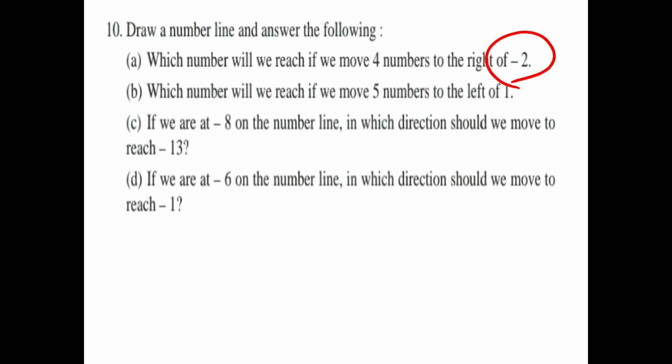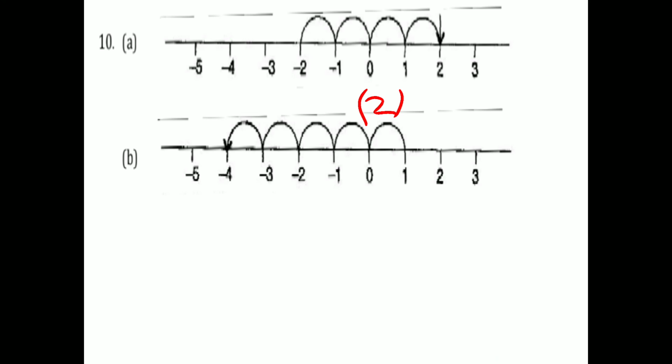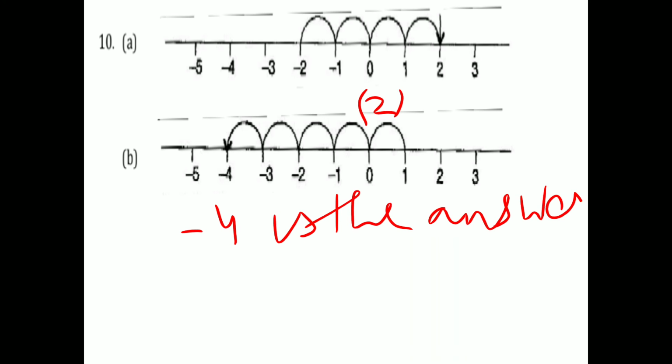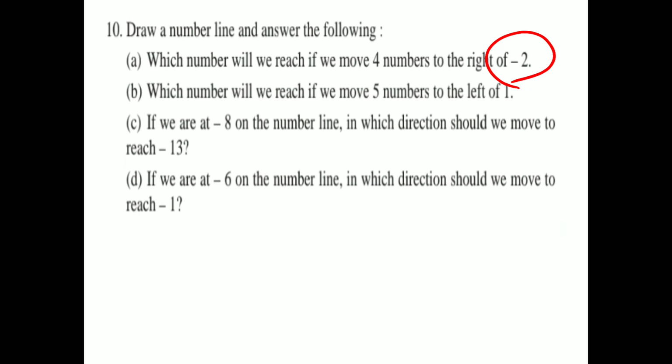B, they said which number will we reach if we move 5 numbers to the left. So if you go, the answer will be minus 4. Clear? Now C part. C part is: if we are at minus 8, on the number line, in which direction should we move to reach minus 13? Minus 8 and minus 13.